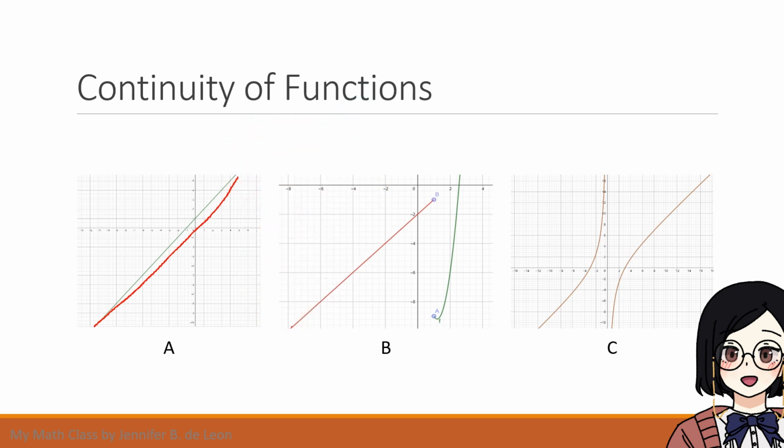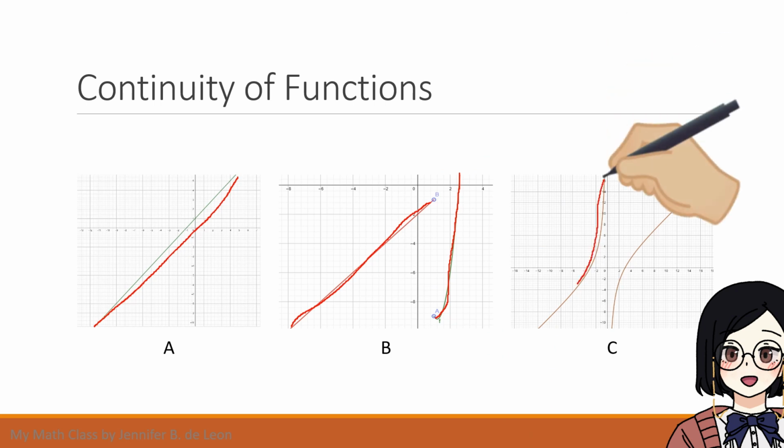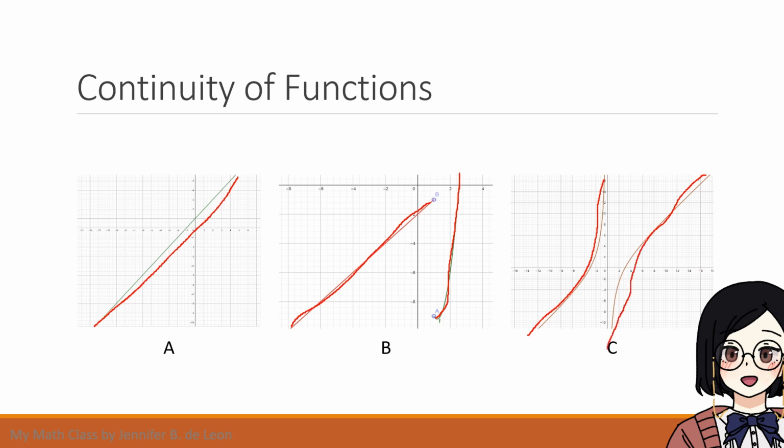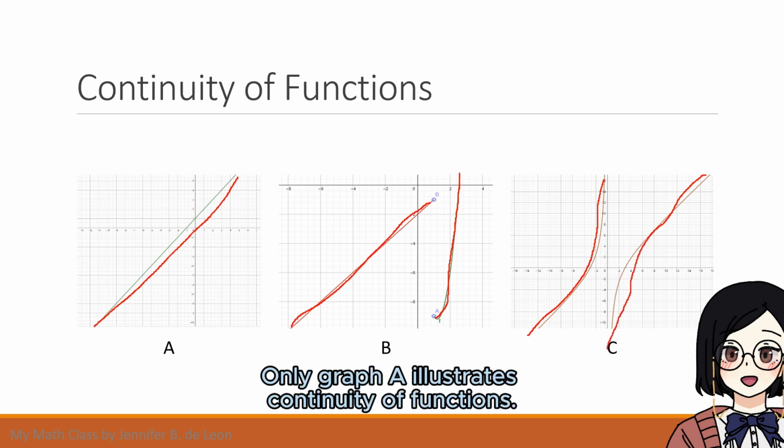While in option B, if we trace this graph, we need to lift our pen in order to trace the other parts of the graph. The same with option C, wherein we also need to lift our pen in order to trace the other portion of the graph. Hence, only the graph illustrated in A shows continuity of functions.